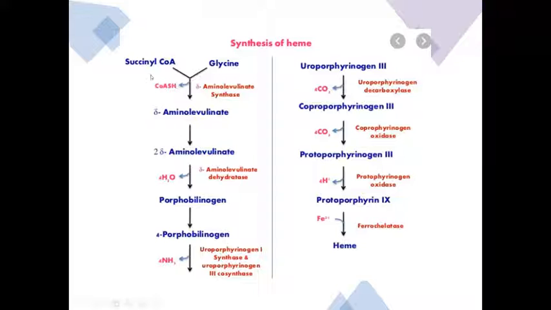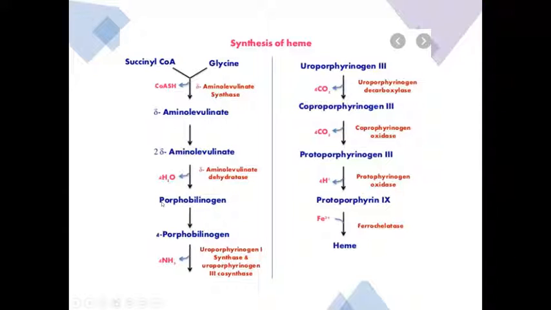So here, the first is succinyl CoA and glycine combining together, and in this process CoASH is liberated in the presence of delta-aminolevulinate synthase, forming delta-aminolevulinate. This is converted into two molecules of delta-aminolevulinate, and by the liberation of four molecules of water, this reaction is catalyzed by the enzyme delta-aminolevulinate dehydratase, forming a new compound called porphobilinogen.